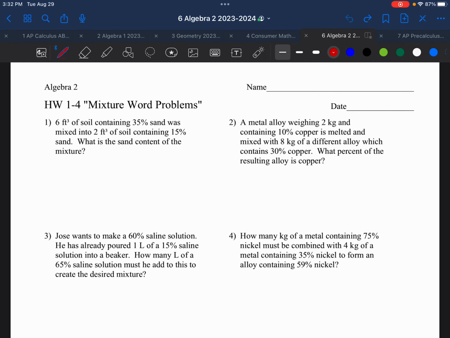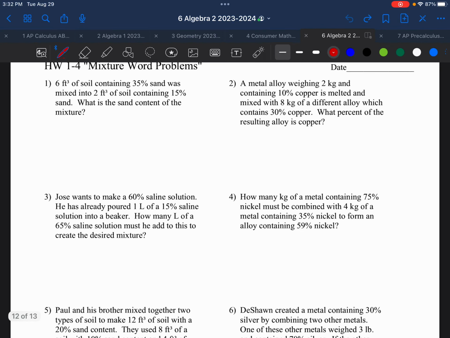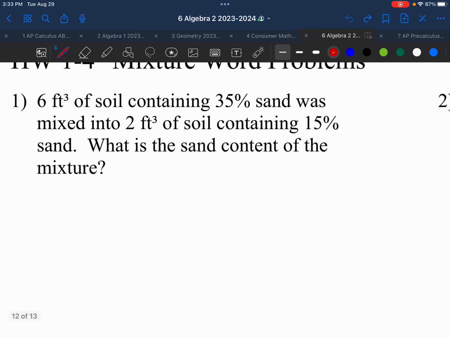This is Algebra 2, Homework 1-4, the mixture word problems. Let's begin. In number 1, we have 6 feet cubed of soil containing 35% sand mixed into 2 feet cubed of soil containing 15% sand. We need the sand content of the mixture.